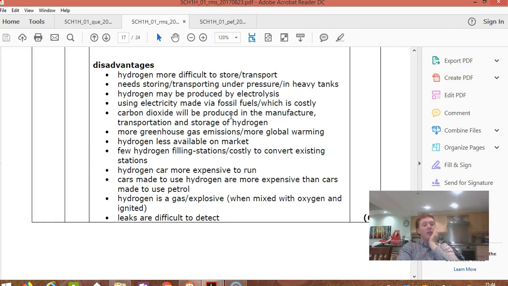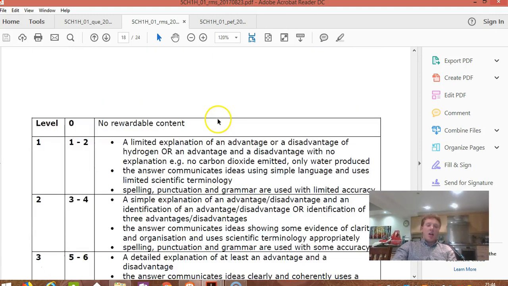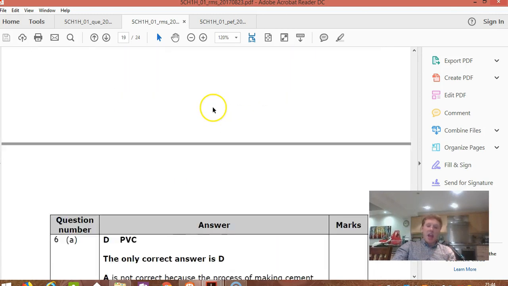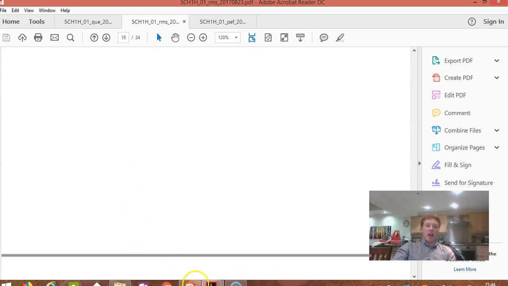And there are fewer hydrogen filling stations. It is costly to convert existing stations. Hydrogen cars are more expensive to run. Cars made to use hydrogen are more expensive than cars that use petrol. Hydrogen is a gas, explosive when mixed with oxygen. Leaks are difficult to detect. So there you go, there's the list of them. So you need to give advantages and disadvantages, be coherent, and use correct spelling, punctuation, and grammar.